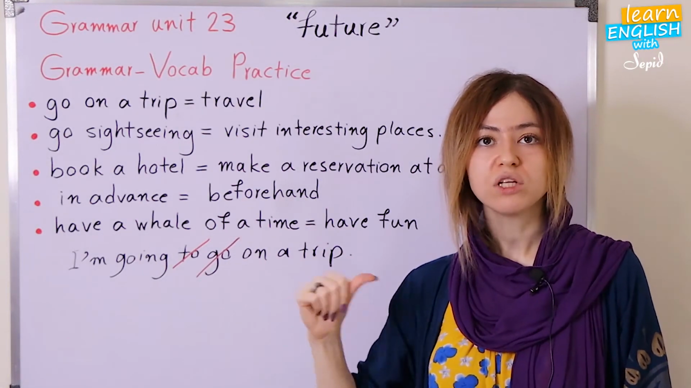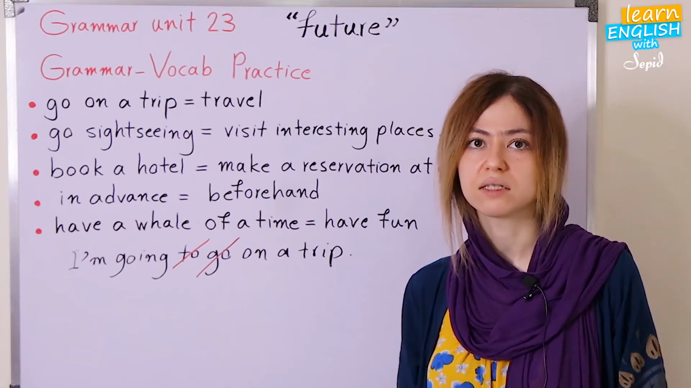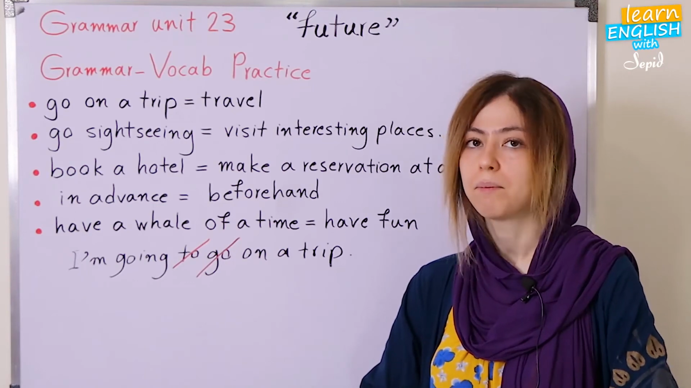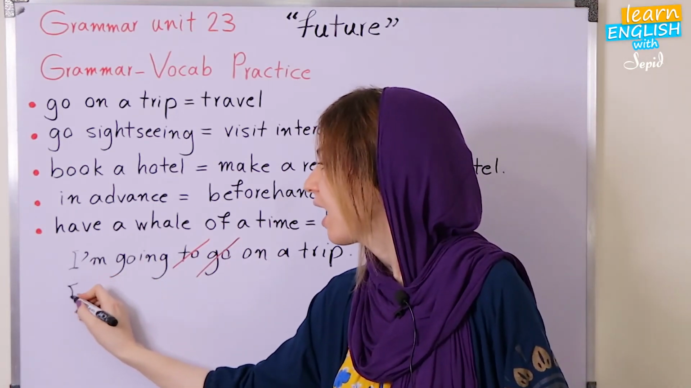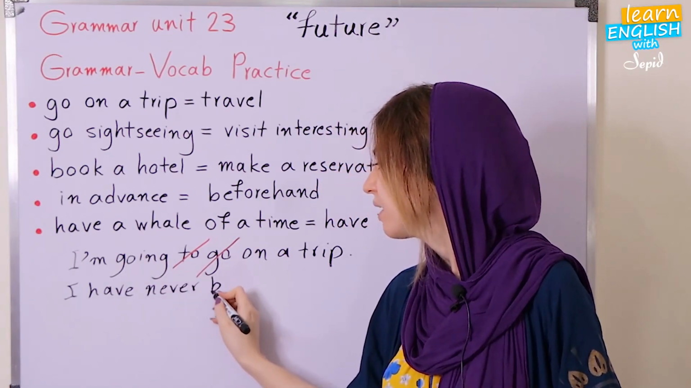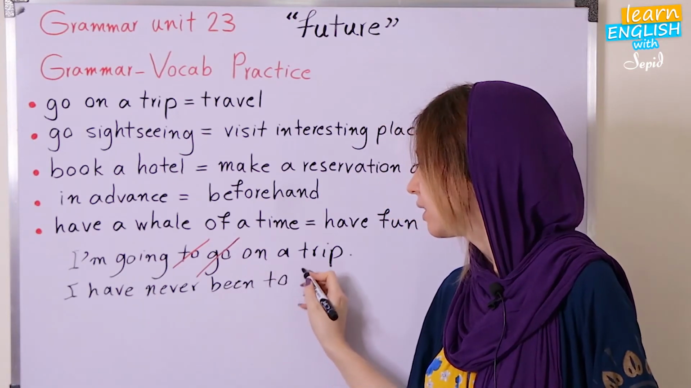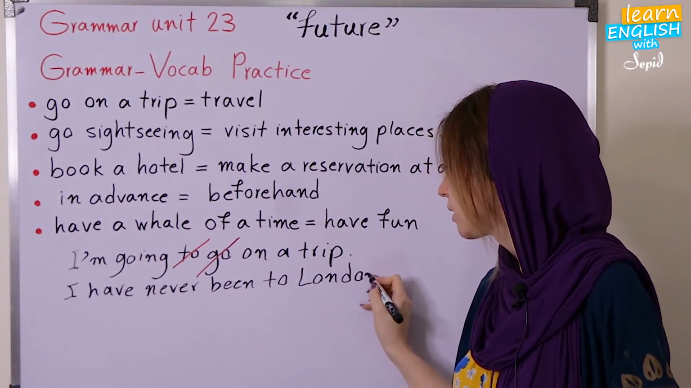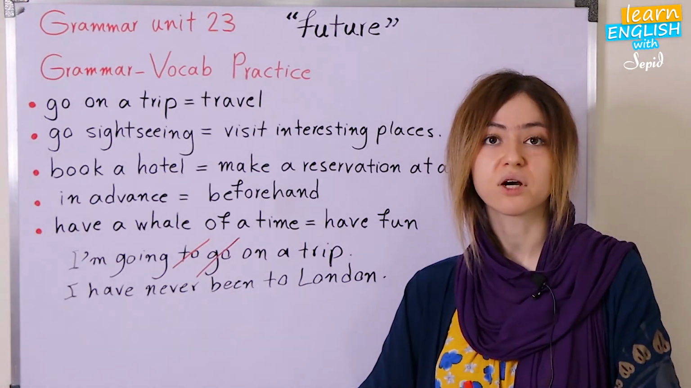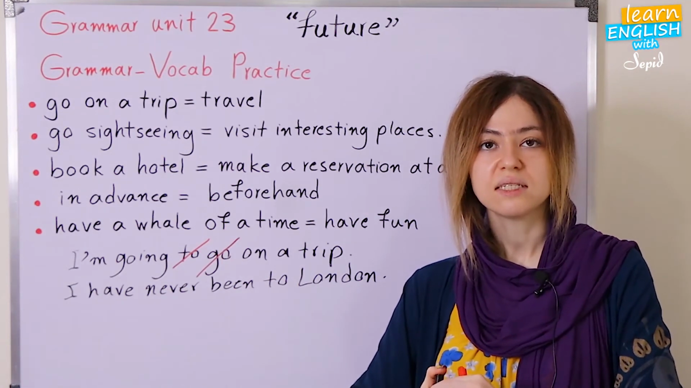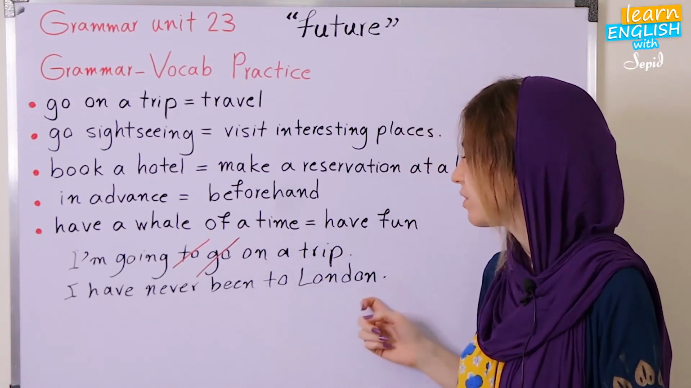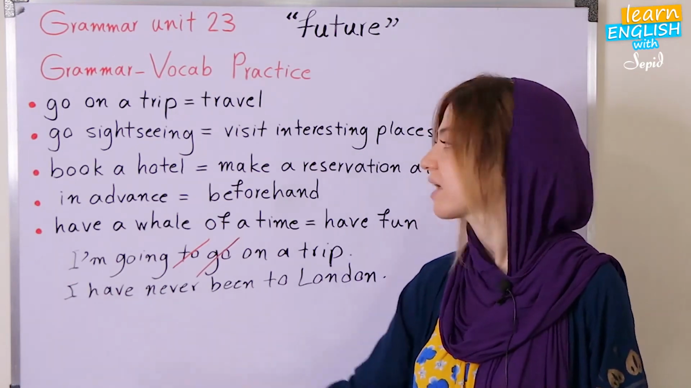Let's go. Here, I want to say that I have no experience of visiting London. So I can use present perfect. I can say, I have never been to London. Okay, so I've never been to London. It means this is my first time. Or even you can say, this is my first time in London. Okay, like this. So I've never been to London. Another grammatical point is activated here.